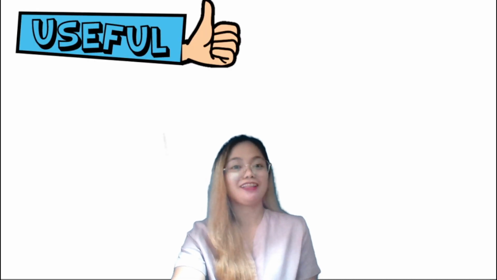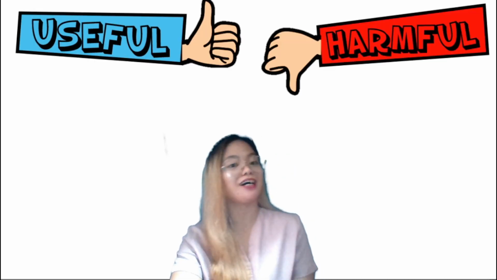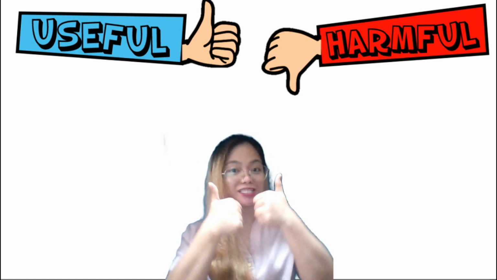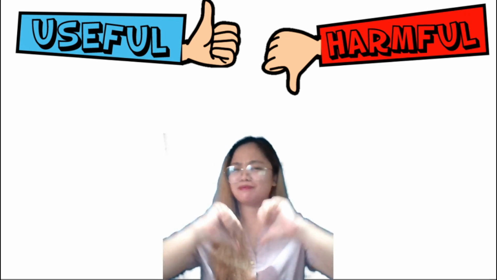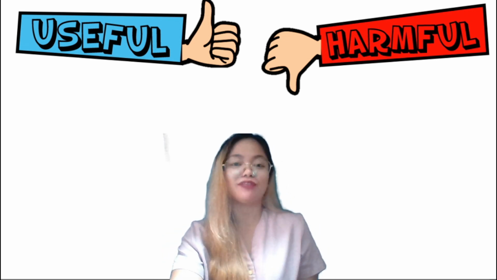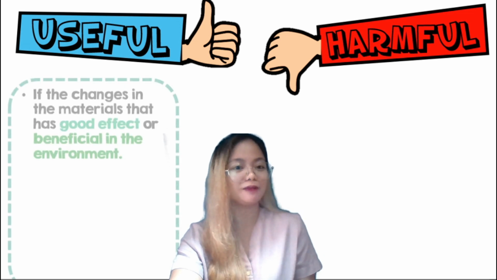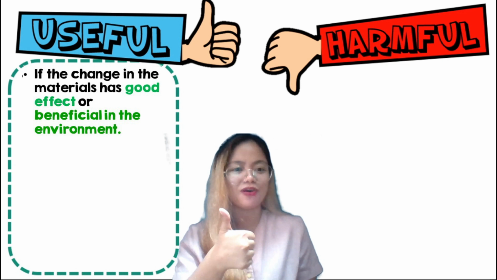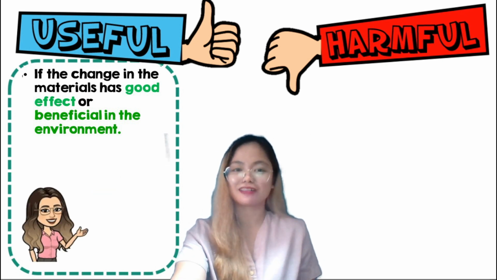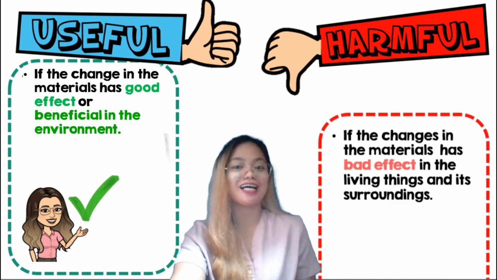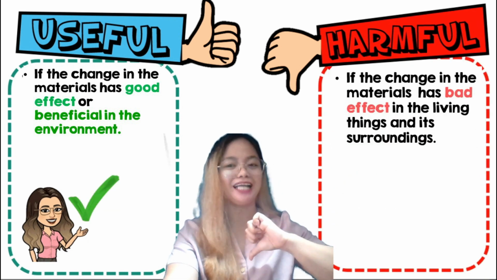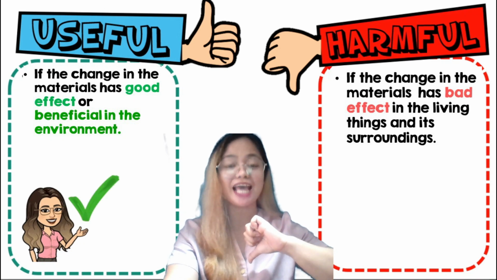For us to remember and to identify easier the difference between useful and harmful, we will be using hand signals. Useful means good and harmful means bad. We can say if the change in the materials is useful, if the change in the materials has good effect or beneficial in the environment. While it is harmful, if the changes in the materials has bad effect in the living things and its surroundings.